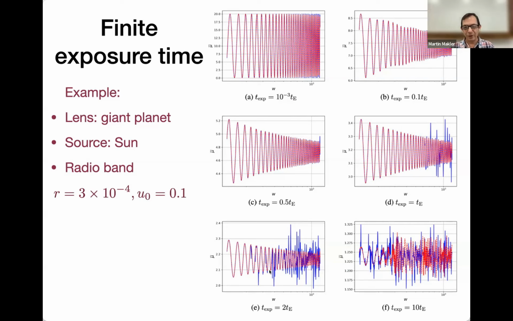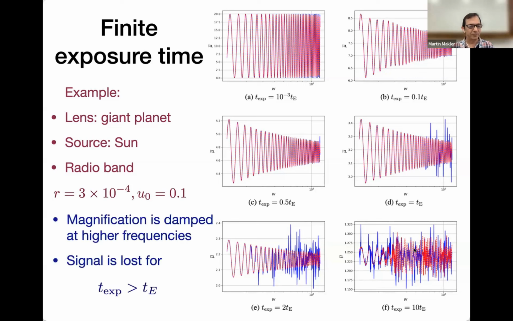And for exposure times that are very large compared to the Einstein time, these effects get quite weird. Maybe it's harder to detect. Okay, so for exposure times that are less than the Einstein time, we are fine preserving this signal.